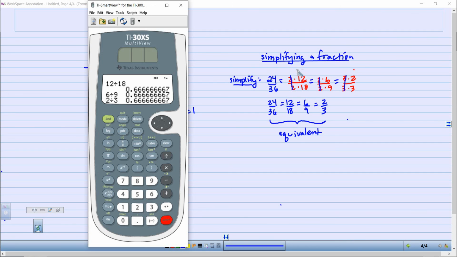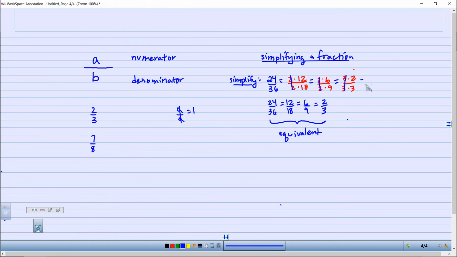So simplifying a fraction is getting an equivalent fraction where you can no longer divide out any factors other than 1. If I wanted to go one more step, the only thing I could do here would be to write this as 1 times 2 and 1 times 3. At that point, it's not helpful. I can divide out the 1s, and then I'm right back where I started.